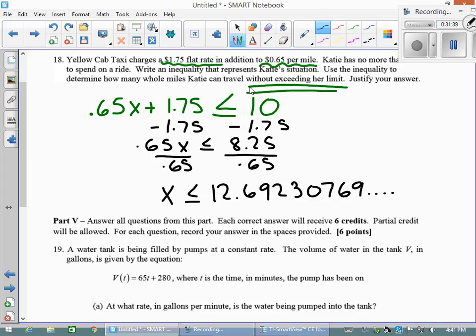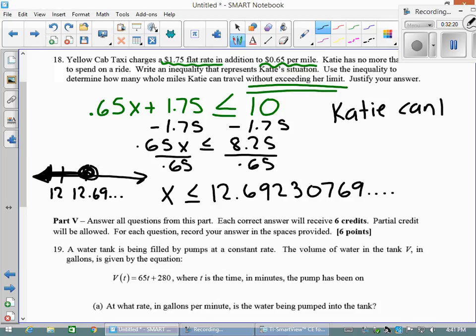Now, they want to know how far she could travel without exceeding her limit. So if we graph this, we would have 12.69 dot. We can be equal to that, or we are any values less than that. So what whole number miles can she travel? Well, our next integer would be 12. So Kate can travel 12 miles, which is your final answer.